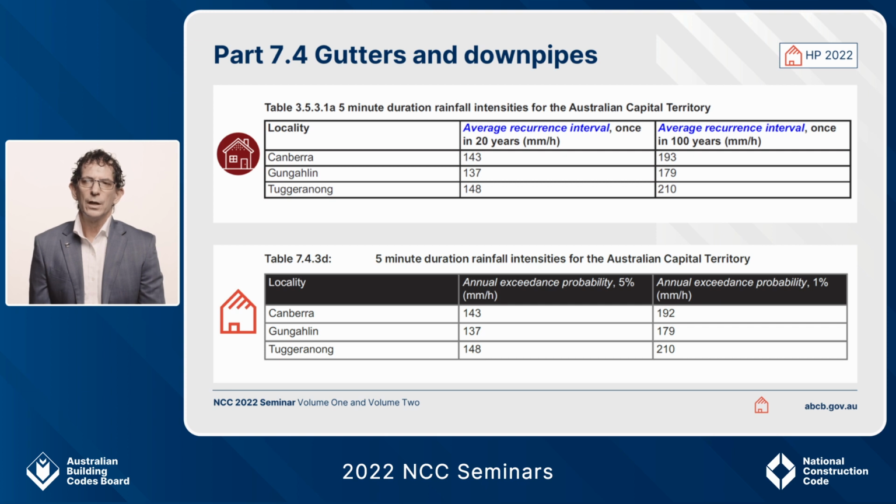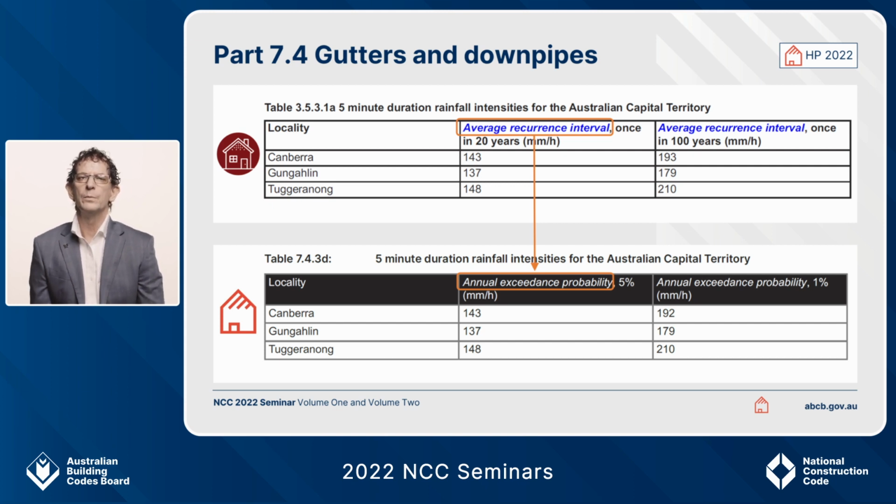There were only a few changes to this particular set of technical DTS provisions in the housing provisions for 2022, and I'll point those out to you now. The first one is a change in terminology from 2019 to 2022, which is described there. We've gone from the average recurrence interval to annual exceedance probability.